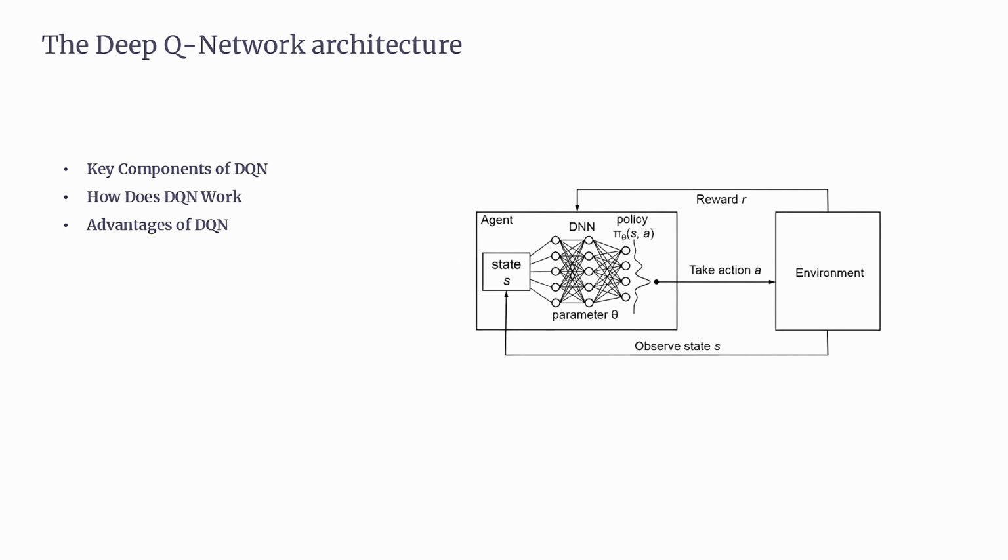Advantages of DQN. 1. Learns directly from raw data. DQN can process raw inputs like images without needing manual feature extraction. 2. Efficient learning. Through experience replay, DQN uses past data effectively, reducing the number of interactions required with the environment. 3. Stability. Using a target network reduces fluctuations in training, leading to smoother learning.